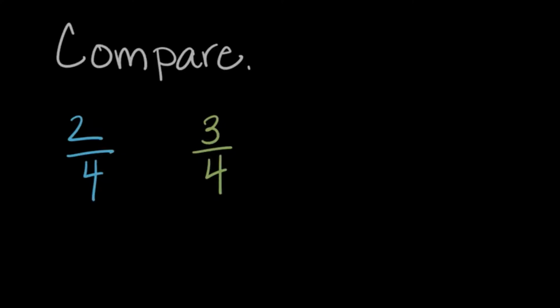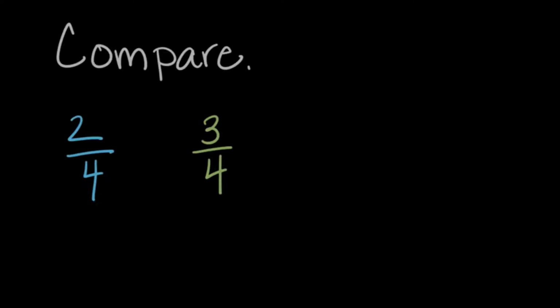Let's compare 2/4 and 3/4. First, let's think about what these fractions mean. 2/4 means we have some whole and we've split it into 4 equal sized pieces and we get 2 of those pieces. Maybe we can think about pizza for an example. We split a pizza into 4 equal sized pieces and we ate 2 of them.